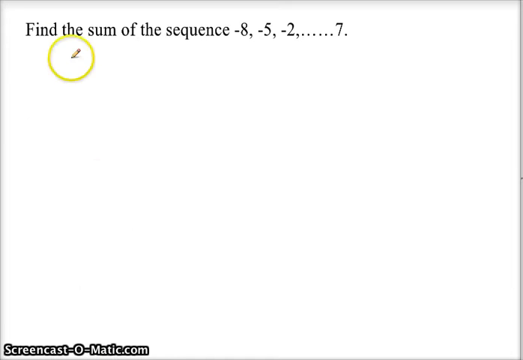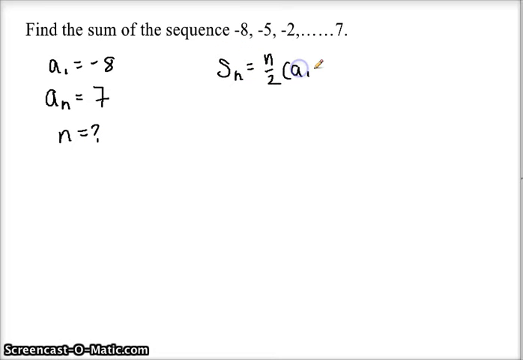Okay, next problem. Find the sum of the sequence -8, -5, -2, and on to 7. In this case, we know a1. a1 is -8. And we know an is 7. But what we don't know is n. So I'm just going to write the formula here. The sum is n over 2 times a1 plus an. So we just need to find out n.